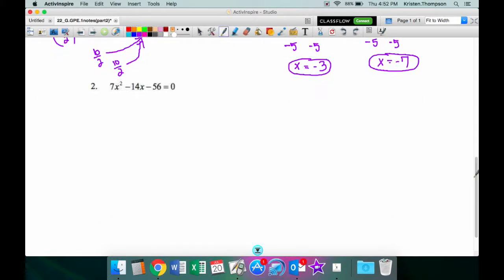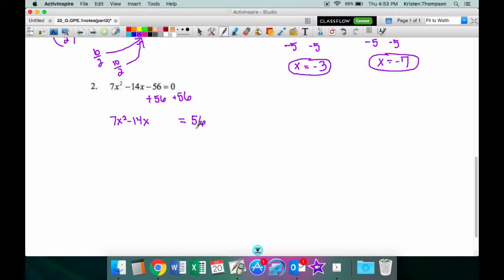Okay, so let's take a look at the second example. 7x squared minus 14x minus 56 equals 0. First step, move any constants over to the other side. In this case, I have a negative 56. So I'm going to go ahead and move it to the right-hand side to isolate it by adding 56. Again, I'm going to leave a big blank here for me to complete the square soon. 0 plus 56 will be 56.